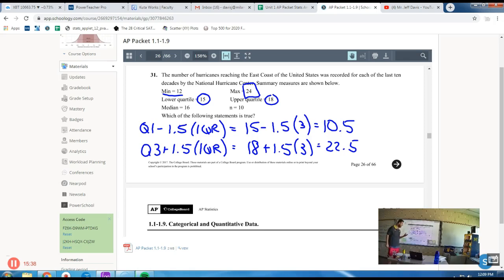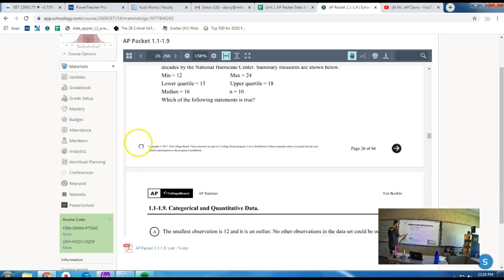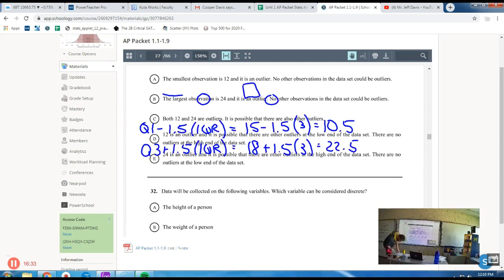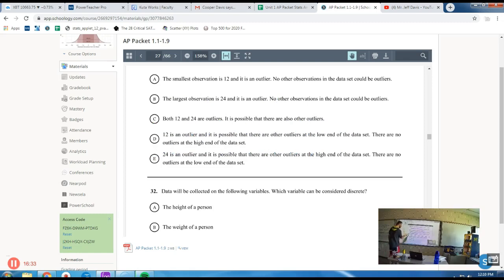You don't know how many you have. It could be that there's a 23 right next to it. It could be there's a couple of 23s right next to it. You don't know, so that's why this wording here becomes important. So if you look at E, 24 is an outlier. That's true, and it's possible that there are other outliers on the high end of the data set. So that's what I was saying. We don't know if there's a 23, a 24, and there are no outliers at the low end. So we're good there.